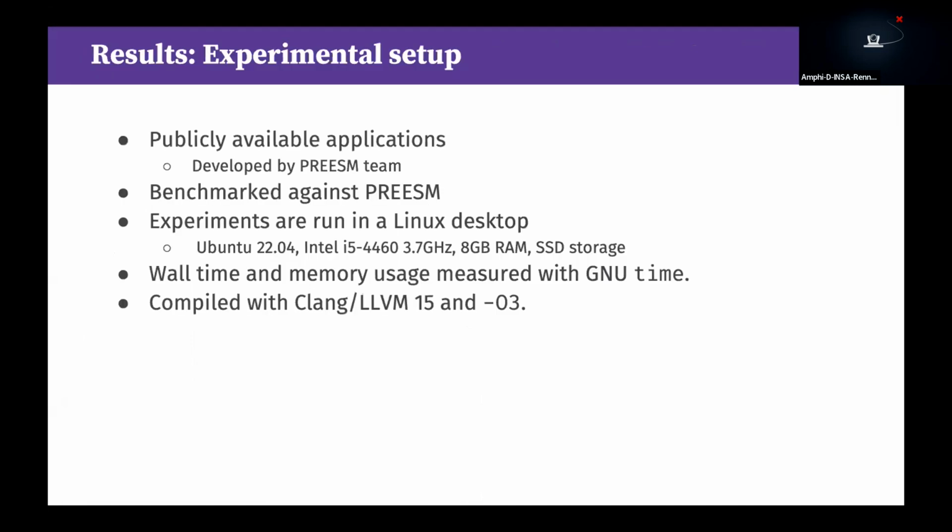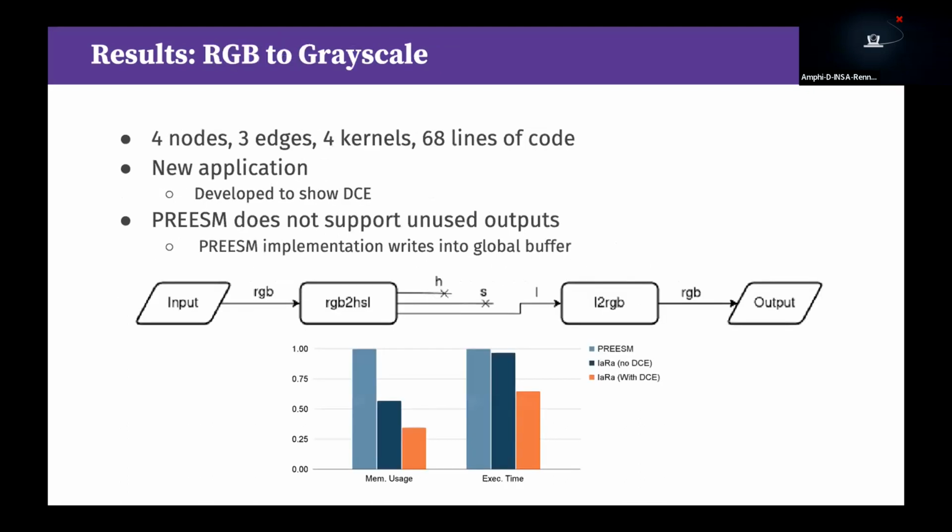And as a result, we got several experiments to prove our system. Those are developed from publicly available applications developed by the Prism team. Experiments are run on a simple Linux desktop, where we measure the runtime memory usage with GNU time and compile with Clang LLVM, indeed used in MLIR, with O3.